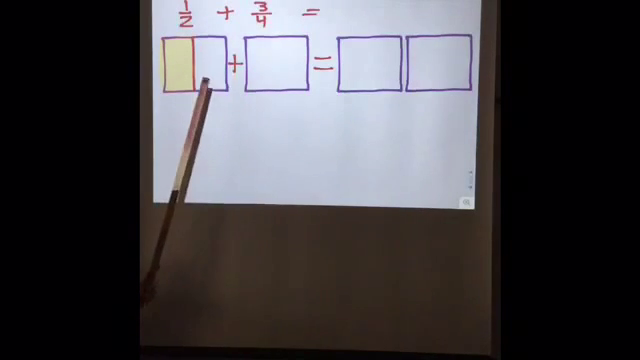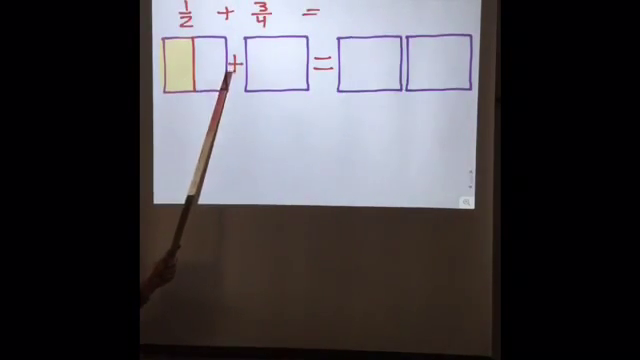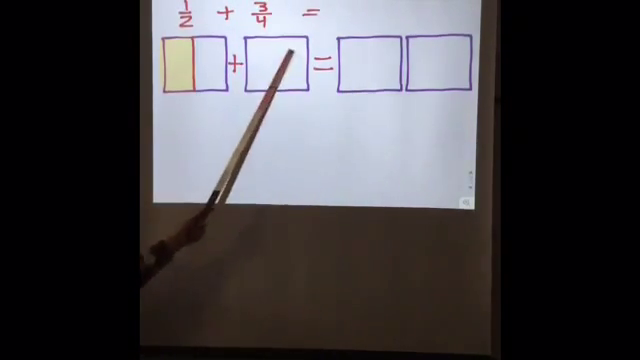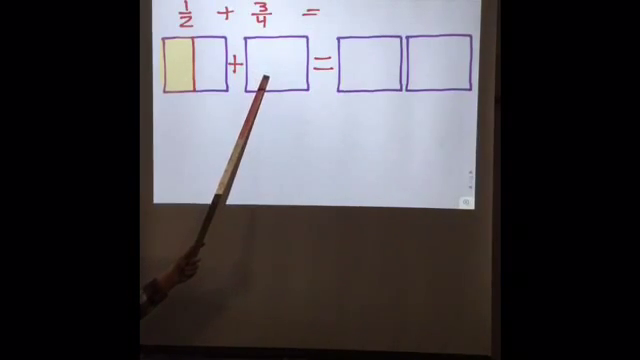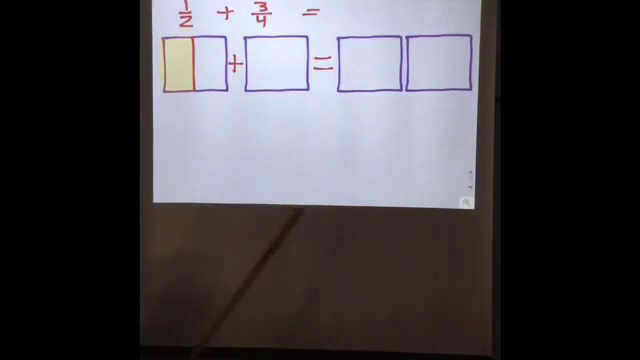pieces. But this is one whole, isn't it? Okay, this is one whole right now, isn't it? If I shaded it in, it would be. But now what do I need to do? I need to draw how many lines on this square? How many lines do I need to draw? 3. I need to draw 3 because I'm cutting it up into fourths, right?